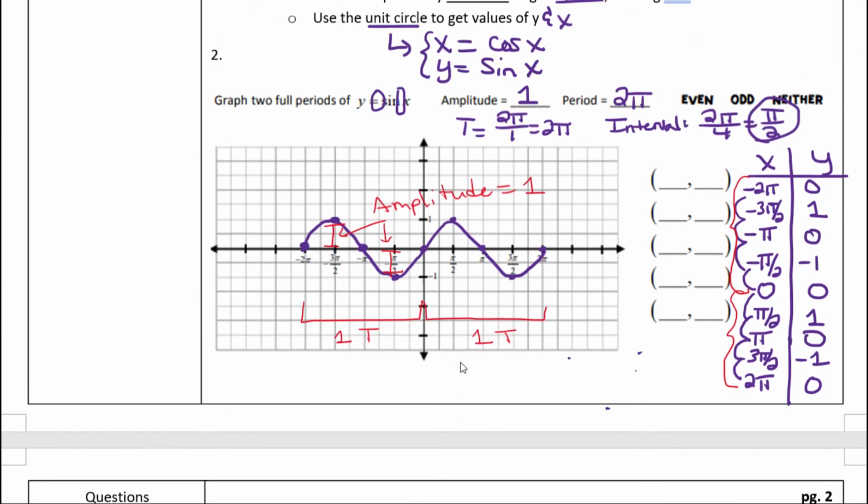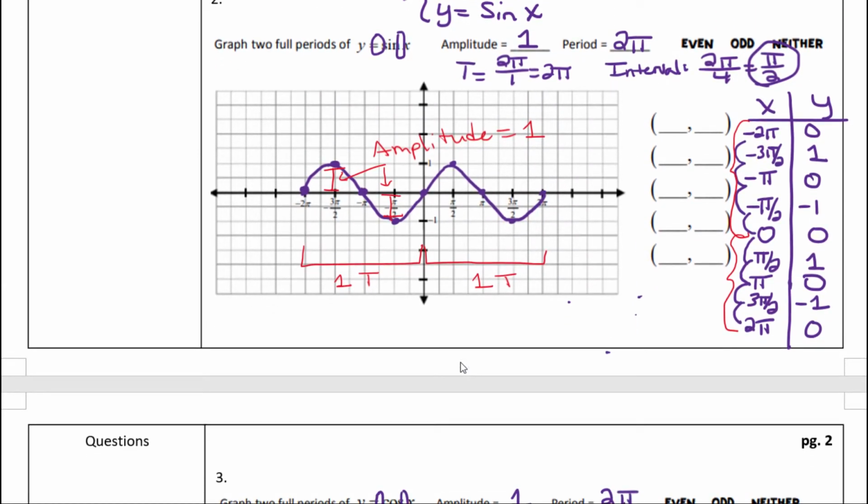Oh, I forgot to do the even odd. Okay, so if you look at the example here, this is the graph of sine, but notice that this is symmetric about the origin because it's a reflection here, here and here. So this graph is symmetric about the origin. So that means it is odd. Okay, if you're symmetric about the origin, you are an odd function. So this function is odd.